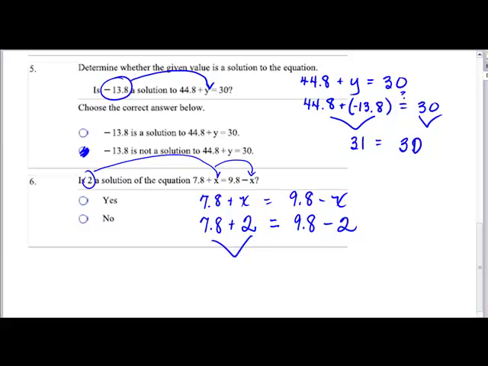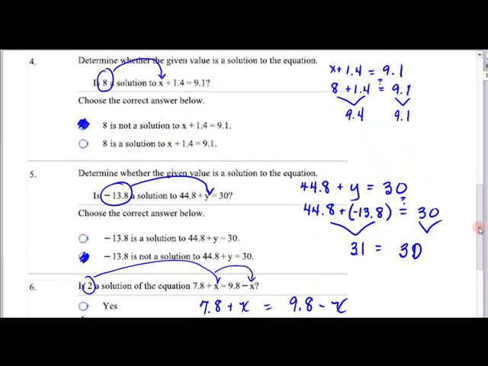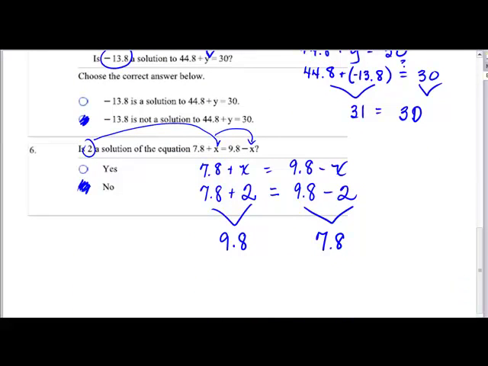So on the left side, 7.8 plus the whole number 2 gives me 9.8. But on the right side, I have 9.8 subtract 2. That gives me 7.8. And this answer, again, is no. Now, that does not mean that all of your answers are going to be no, but my answers were no as to whether those were solutions.